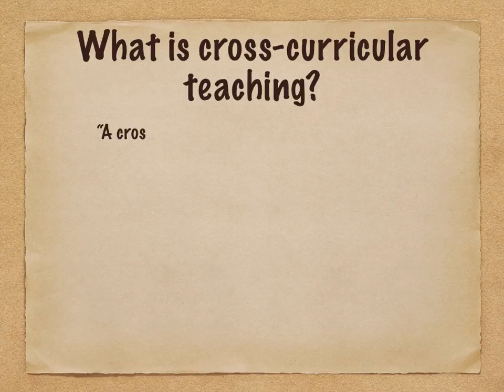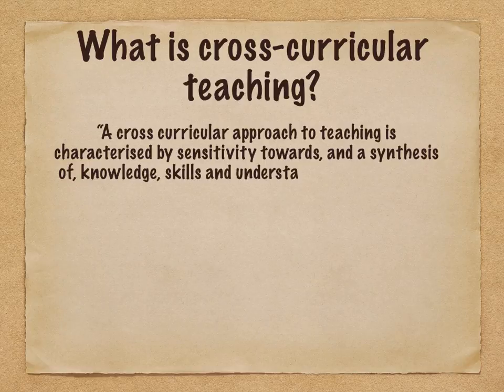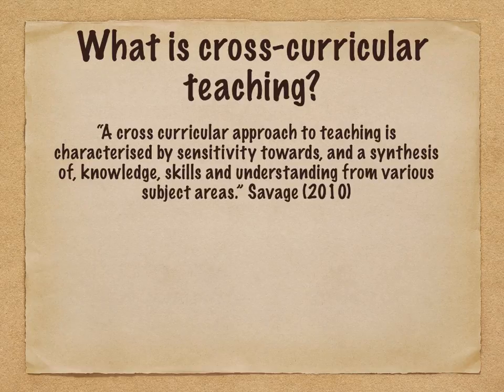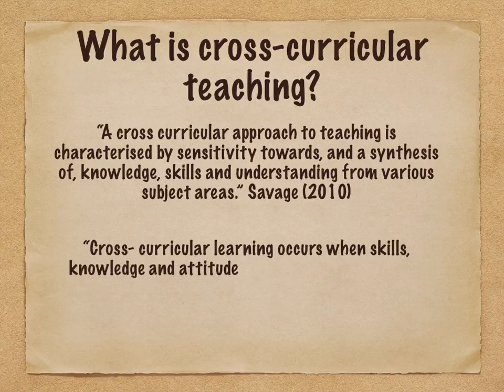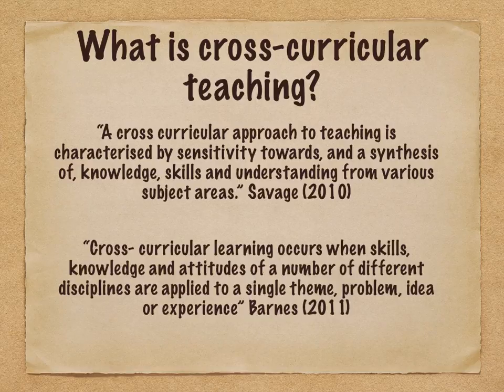What is cross-curricular teaching? Savage in 2010 states a cross-curricular approach to teaching is characterised by sensitivity towards and the synthesis of knowledge, skills and understanding from various subject areas. Barnes in 2011 emphasised that cross-curricular learning occurs when the skills, knowledge and attitudes of a number of different disciplines are applied to a single theme, problem, idea or experience. Pimley in 2016 also highlights that the best primary practice includes a blend of both discrete subject teaching, meaning teaching subjects individually, and effective cross-curricular links.